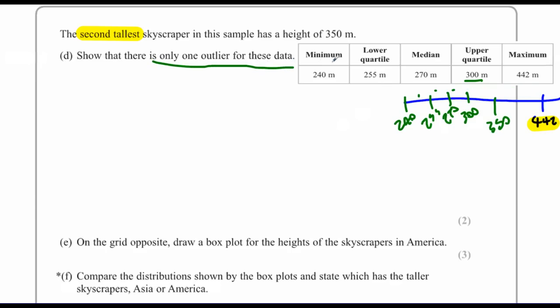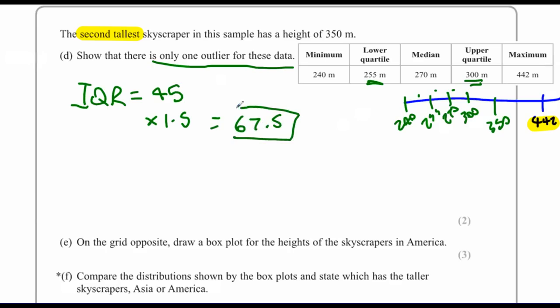So show that there is only one outlier for these data. Well, what we do to find an outlier is we think about the interquartile range, which is the upper quartile take away the lower quartile, so that gives you 45, and we do that times 1.5, so you can check on your calculator, 45 times 1.5, and that's going to give you 67.5.